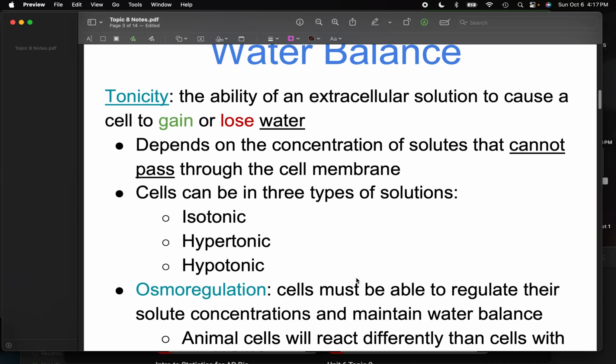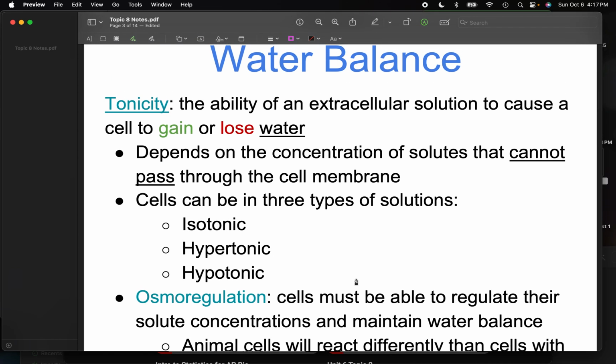So there's a balance that water has to be kept in any sort of cell. So tonicity is what we call it. It's the ability of an extracellular solution to cause a cell to gain and lose water. So we saw this a little bit when we did our dialysis lab. It depends on the concentration of solutes that cannot pass through the cell membrane.